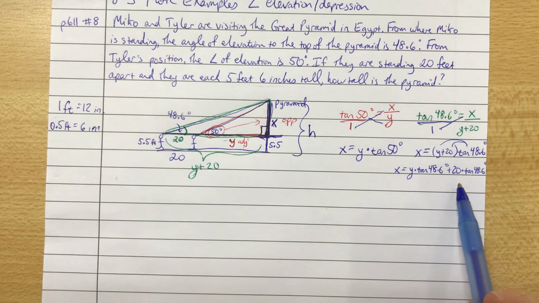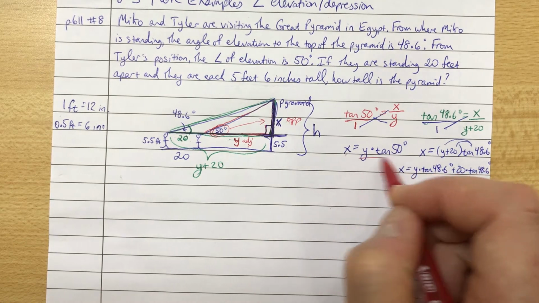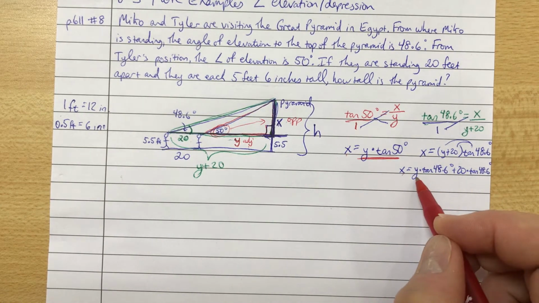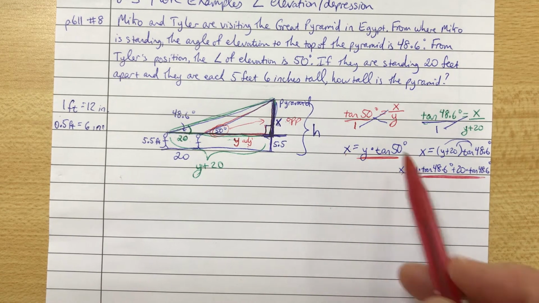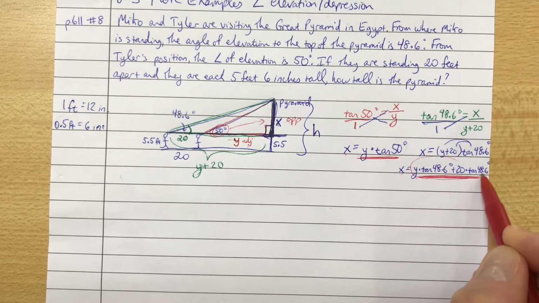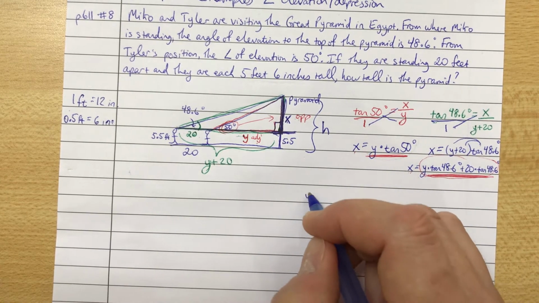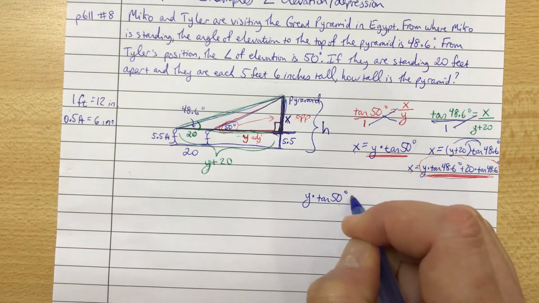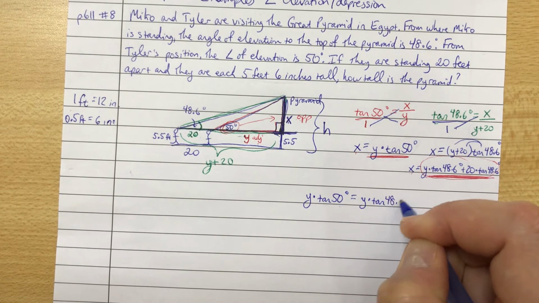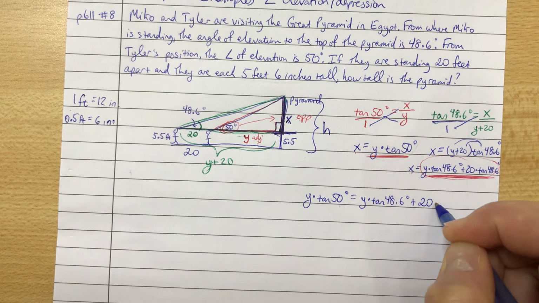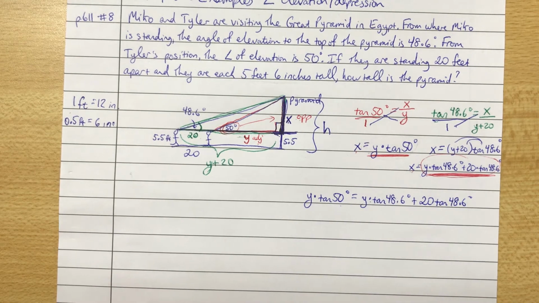Guys, apologize, I'm running off my paper here. Okay, so this is where we are. Now, notice that we have x equals this expression, and we have x equals this expression. Now, since these are the same, if x is the same, which we're assuming, then that means this expression has got to be equal to this one. So I'm going to make another equation here. I'll come over here: y times the tangent of 50 degrees equals y times the tangent of 48.6 degrees plus 20 tan 48.6 degrees. You don't need the little times dot there. You can just write them next to each other.